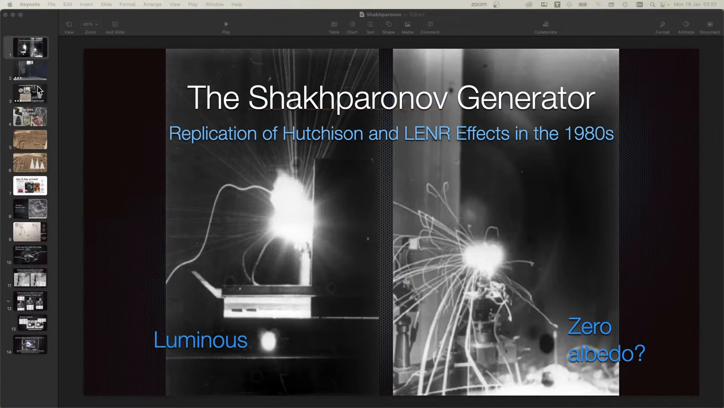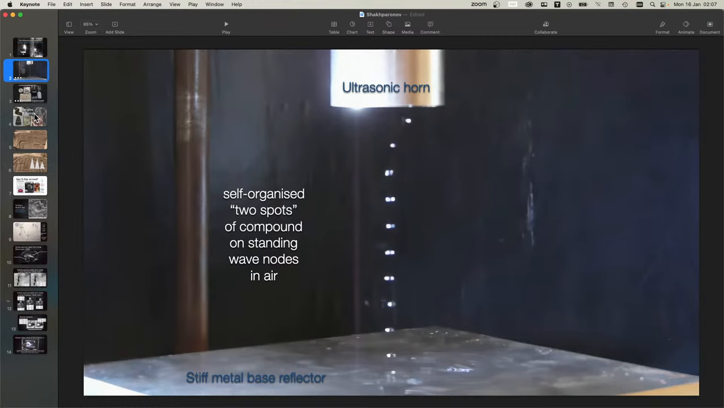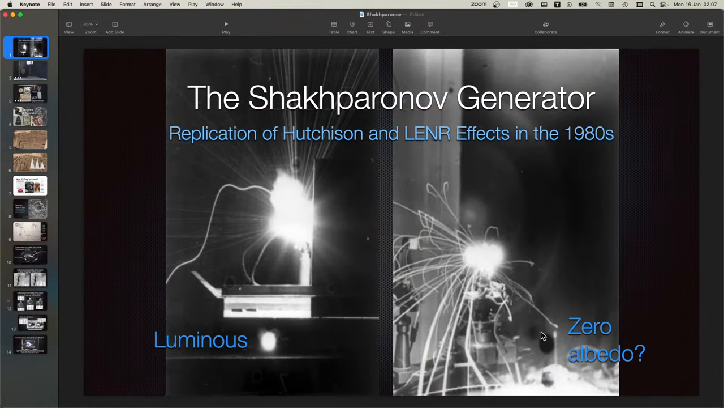So with that, I will say good night. This was the Shakhparonov Generator, which I believe is effectively a replication of Hutchison and LENR effects done in the 1980s. In fact, I think it was done even maybe before that. But certainly there was reporting by the 1980s here. And again, we should expect standing wave phase conjugation resonant nodes to lead to structures that lead to ball lightning, which involve dark matter and stuff, and glowy and absolutely non-glowy objects like we see there. So thank you very much for your time, and I'll see you hopefully in a few minutes in the Zoom chat. Bye for now.